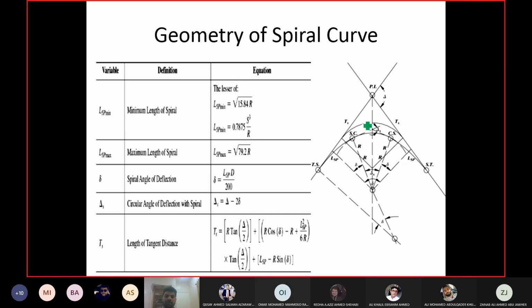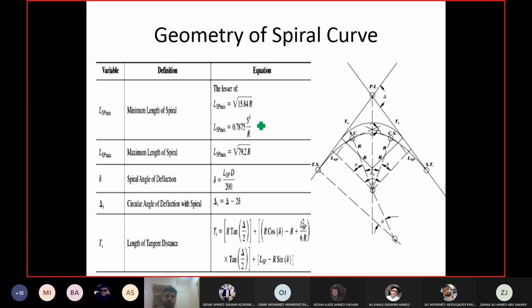Okay, spiral curve geometry. The first thing we need to consider is the length of the spiral curve. The length of the spiral curve is called LSP. You can see three equations here for calculating the length of the spiral curve. We have LSP maximum, and then two equations for calculating the minimum length. So for minimum you will have two values, and for maximum you will have one value.